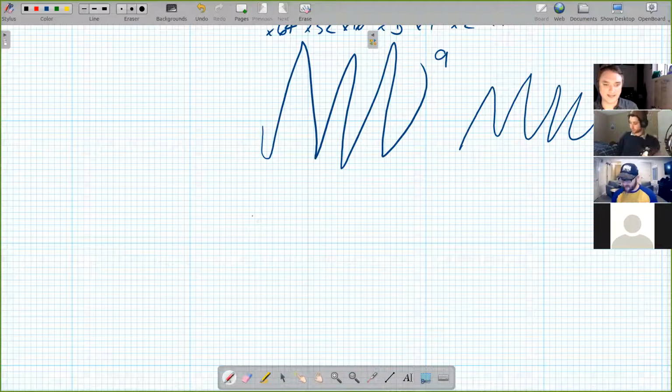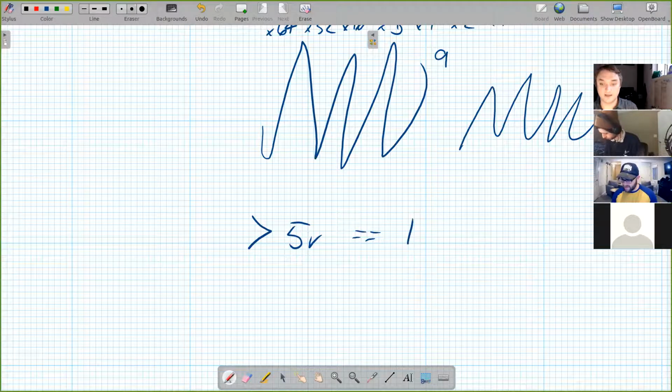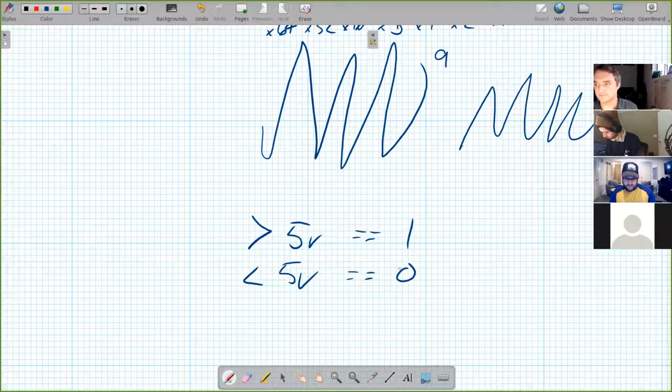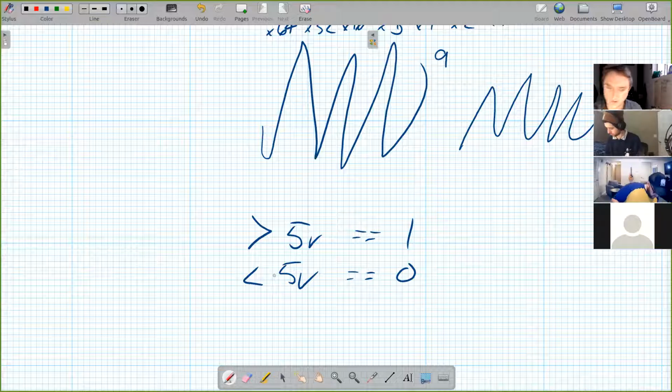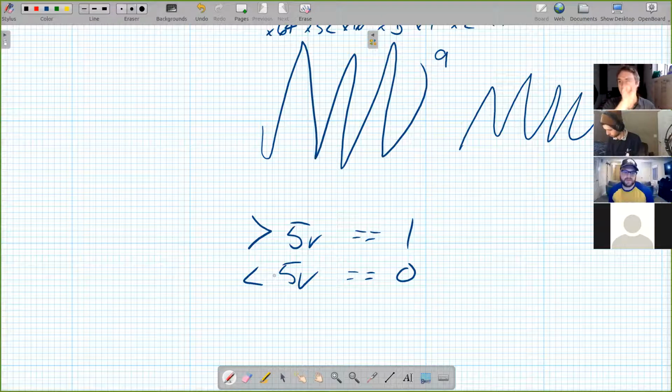is that if it's greater than 5 volts, it's a 1. Otherwise, it's a 0. In the early 20th century, they could consistently do that. So presence of voltage, 1, absence of voltage, 0. Cool. Well, now that we can do that, it's almost like Morse code. We can send little pulses, and those represent data.